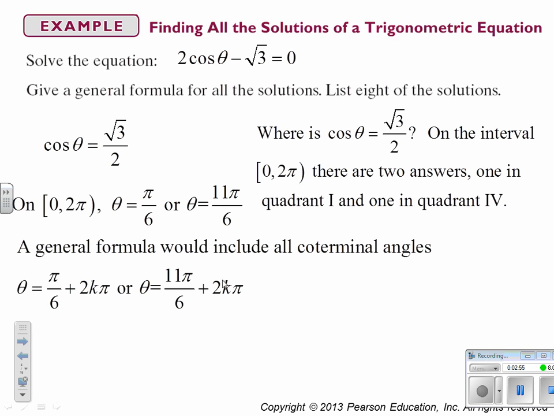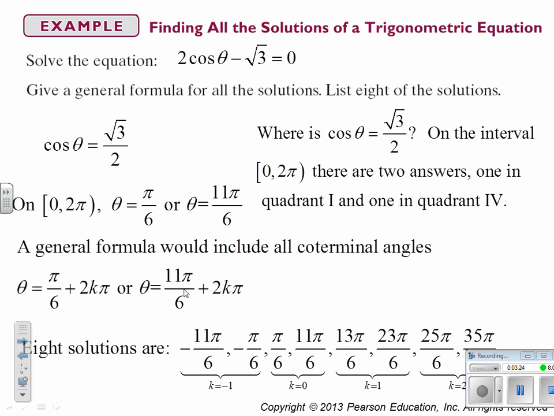And this value here is because cosine has a period of 2 pi. K is going to be an integer. So it's either going to bump you up 1, 2, 3, 4. Any iteration is going to take you back to the terminal angles. So that's the general formula. Now they're going to ask for us to list 8 of the solutions.